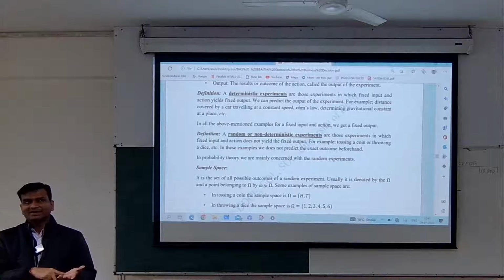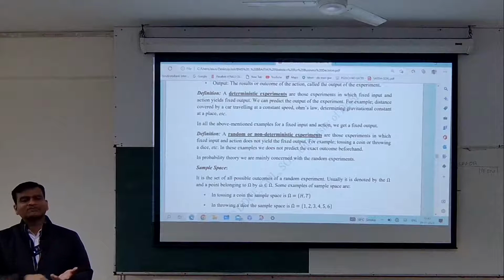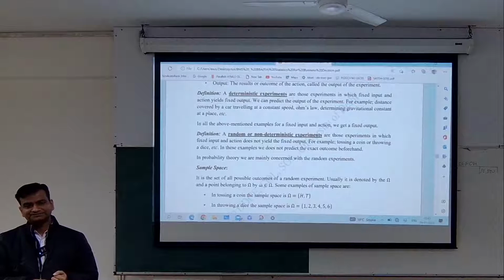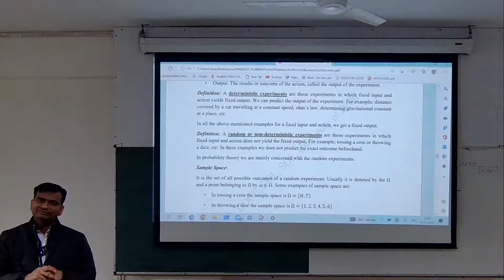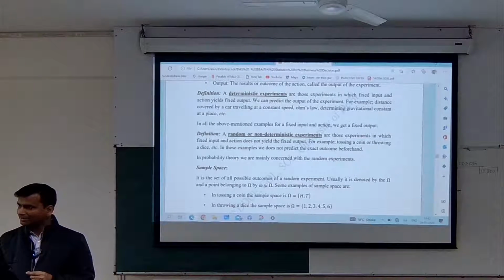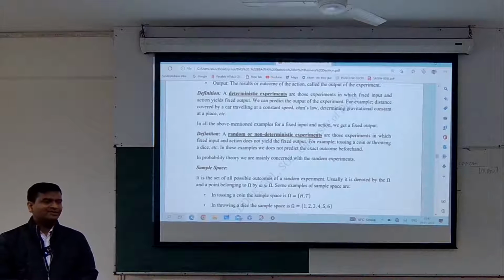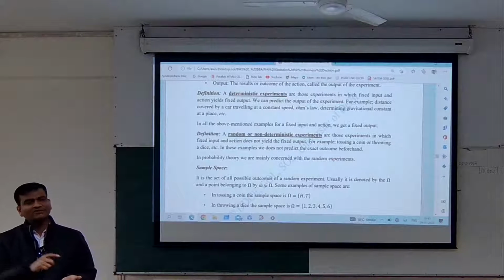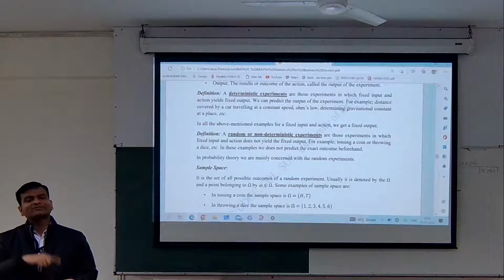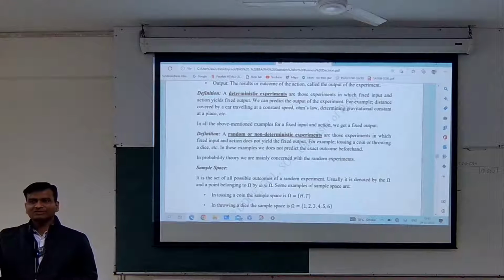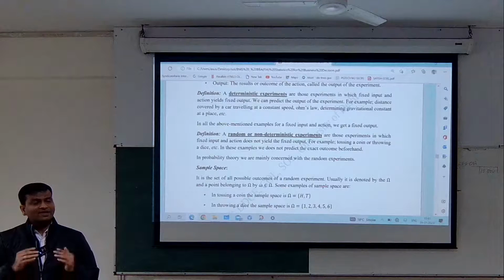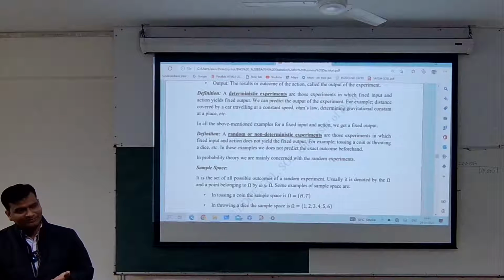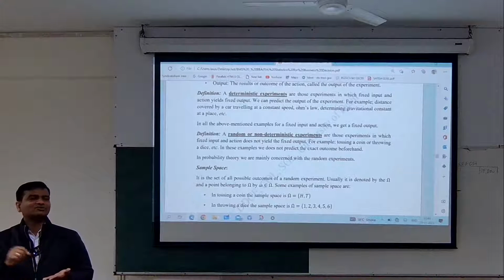I can say the number of heads would be my random variable. If I toss, suppose, 10 coins simultaneously, how many heads can you obtain? You can obtain 0 heads. If you toss 10 coins, all may be tails. You may obtain 0 heads, 1 head, 2, 3, 4, 5, 6, up to 10. So my random variable can be the number of heads obtained, which can take values from 0 to 10.